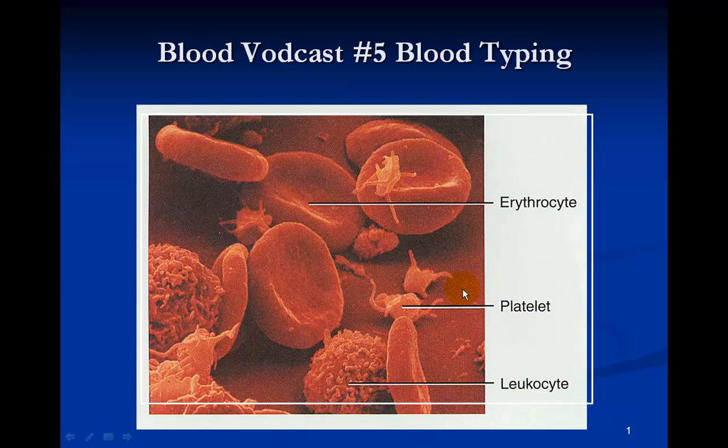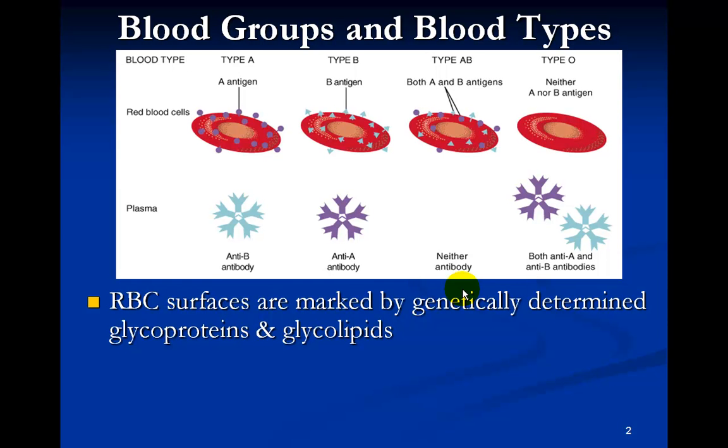All right, well, welcome. This is Blood Vodcast number 5, Blood Typing. And let's take a look at the different types of blood that we have. Well, we all know there are 4 different types of blood: type A, type B, AB, and O. But a lot of people don't know what makes them individual blood types.